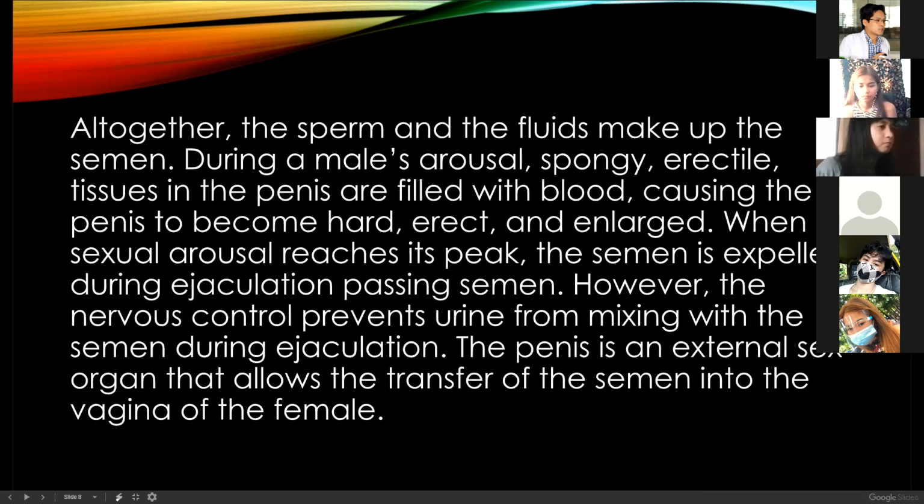Remember what I had told you a while ago. What is the unique characteristic of the male reproductive system? The male reproductive system also serves as the main exit point of urine, the urinary system. That is why, what controls it is the nervous system. Okay, it prevents urine from mixing with the semen during ejaculation.